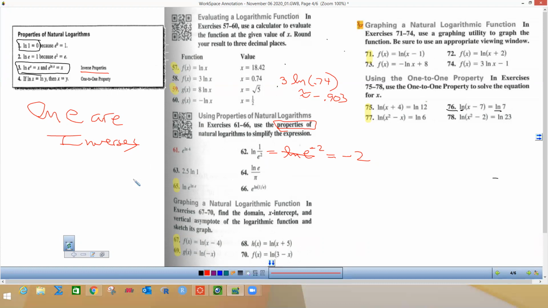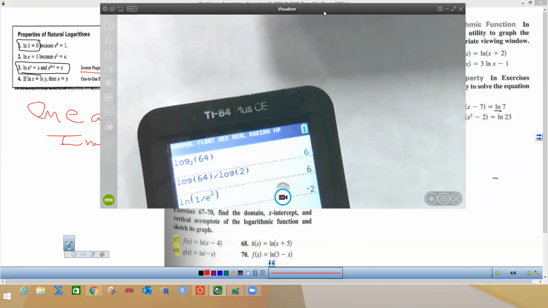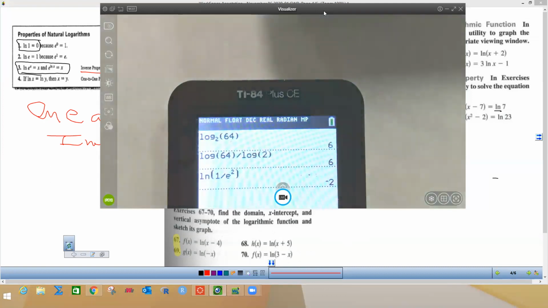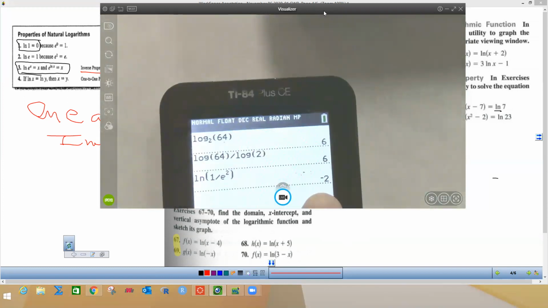And I see I forgot to put the screen back up there. So all I did was type in exactly what it said. Do you see it right here? See it right there? It says LN, well, 1 over E to the second, -2. Okay, second LN.